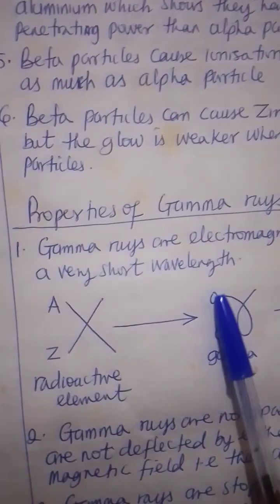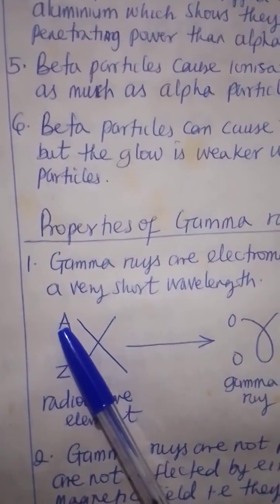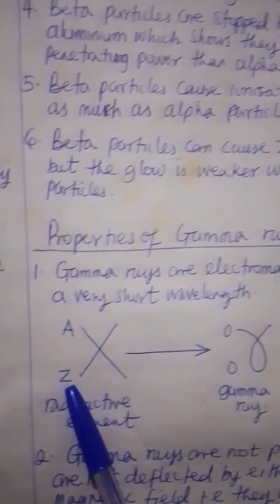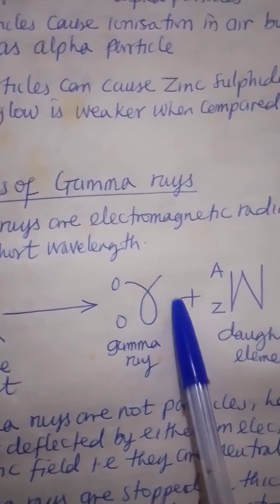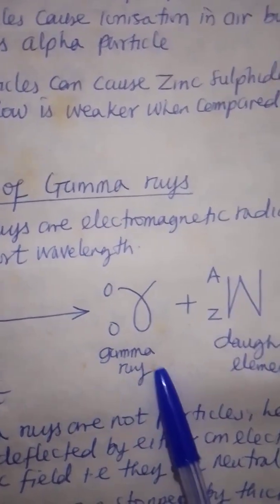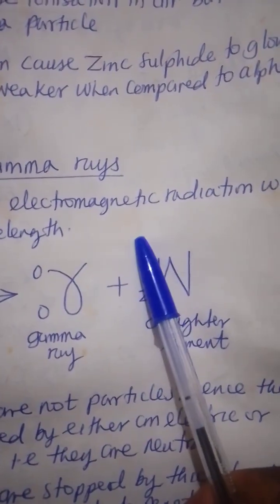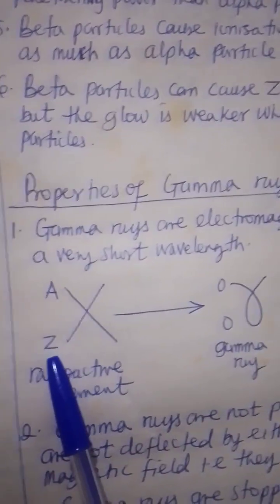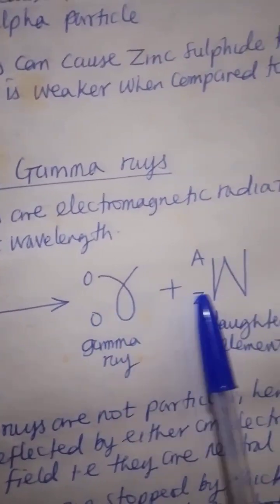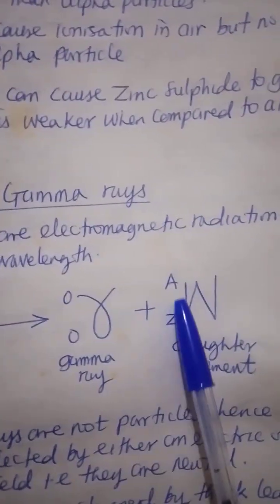So let's see the disintegration or decay. You have the radioactive element with the mass number and the atomic number. So when it disintegrates to produce a gamma ray, it is represented this way. So this is how you represent a gamma ray. And then you have the daughter element. To get the atomic number and the mass number of the daughter element, you will do Z minus 0 to get Z, and you will do A minus 0 to get A.